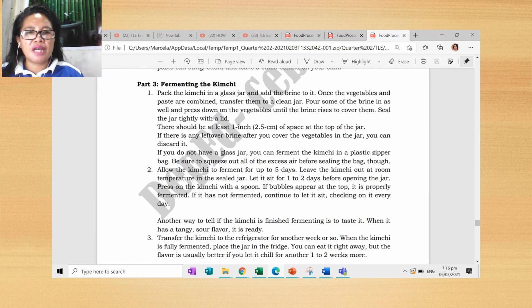If you do not have a glass jar, you can ferment the kimchi in a plastic zipper bag. Be sure to squeeze out all the excess air before sealing the bag.